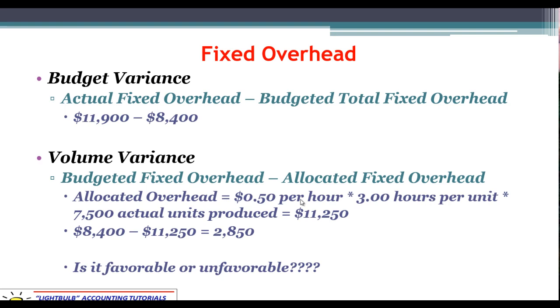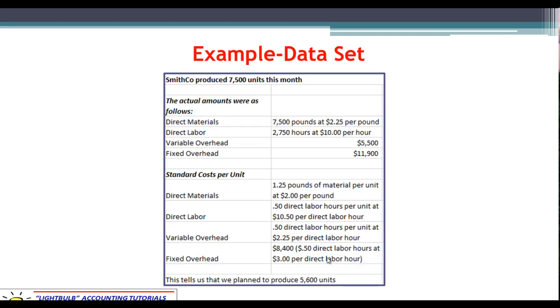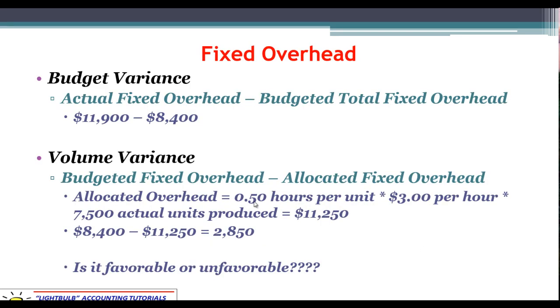I said we were going to really kind of ignore it for a while. But let's go back and take a look at it. We said it was 0.50 direct labor hours at $3 per direct labor hour. That's the amount per unit. And we actually used 7,500 units. So we would have allocated basically based on $1.50 per unit multiplied by 7,500 units. So that's what we have here, the 0.50 hours per unit multiplied by $3 per hour, $1.50 per unit, multiplied by 7,500 actual units produced.